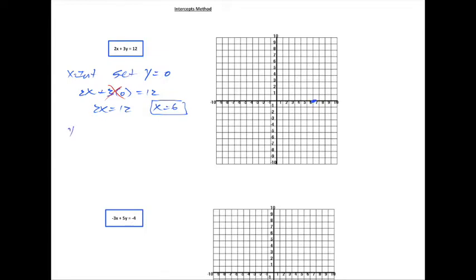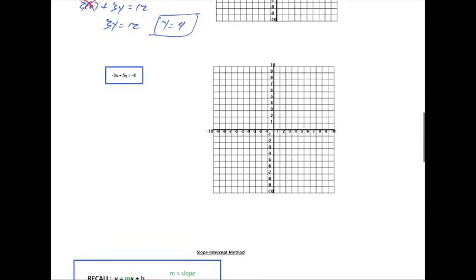Now let's get the y-intercept. For the y-intercept, we set x equal to 0. So in this case, it's going to be 2 times 0 plus 3y equals 12. And again, 2 times 0 just goes to 0. So then we have 3y equals 12, and solving that for y, we get y equals 4. We come up here to y equals 4, we put our dot, and there we go, our line.